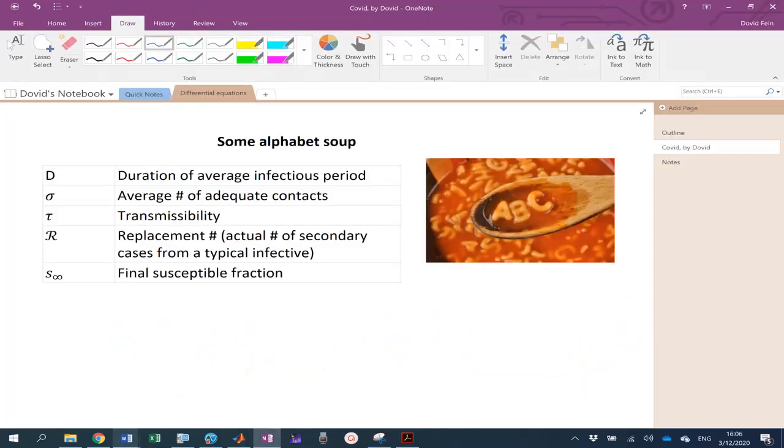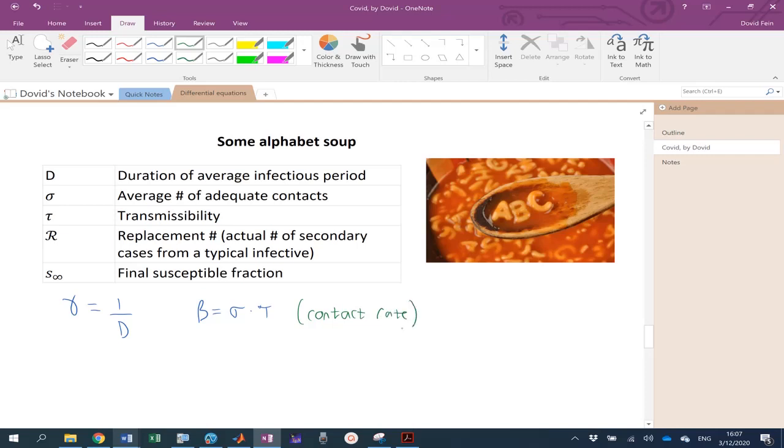So we're about ready to write down the system of differential equations for the SIR model. Before we do, here are some numbers that we're going to need. The first, duration, d, we're going to use in our model, but in fact we use the reciprocal, 1 over d, for gamma. Sigma, the average number of adequate contacts, times tau, the transmissibility, we will write as beta. So beta is going to be sigma times tau. And this can be considered the contact rate. So we're going to use that as well, contact rate.